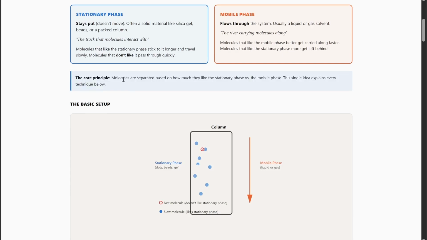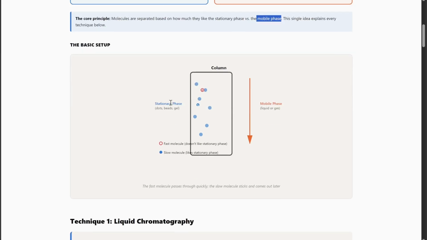And so the core principle is that the molecules are separated based on how much they like the stationary phase versus how much they like the mobile phase. And this is the really basic idea of chromatography.